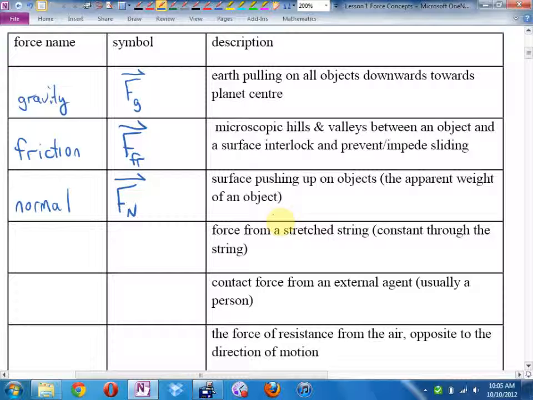What do we call the force from a stretched string, constant throughout the string? Tension. Some books will use a capital letter T for tension. I prefer to stick with my F for a force and a little subscripted T for tension.